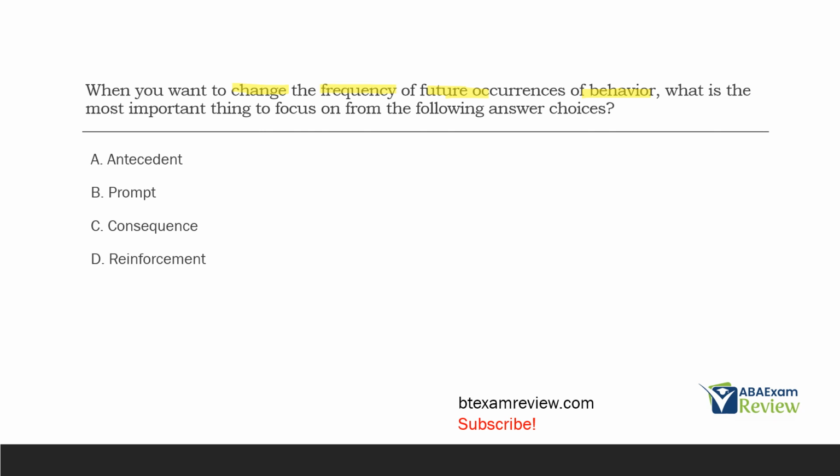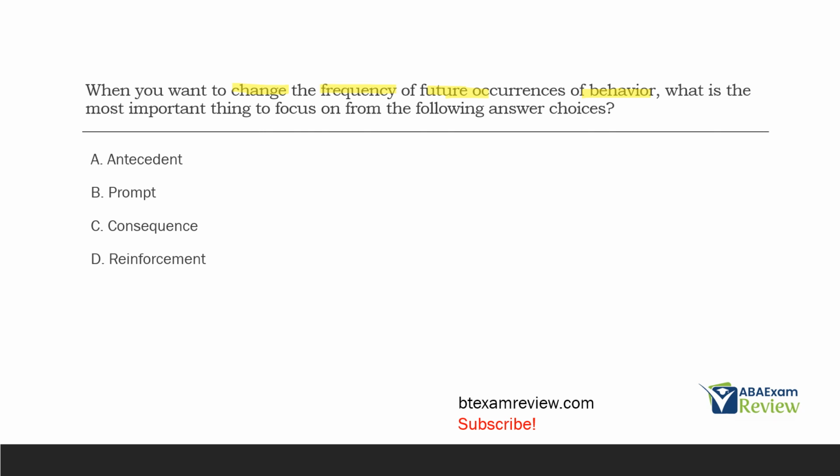A, antecedents. Well, antecedents evoke behavior, right? Antecedents alter motivation, but they're not necessarily what we're most concerned with when we're talking about altering or changing future behavior. What about B, prompt? Well, prompt is just an antecedent. What we're worried about here is a consequence. A consequence changes future behavior. And be careful, because you also can choose D, reinforcement. And sure, reinforcement is a consequence. Reinforcement is going to increase behavior. What if we want to decrease behavior, though?